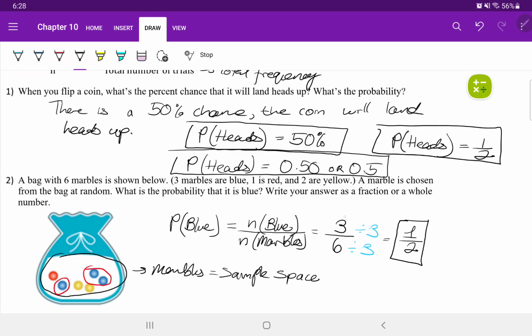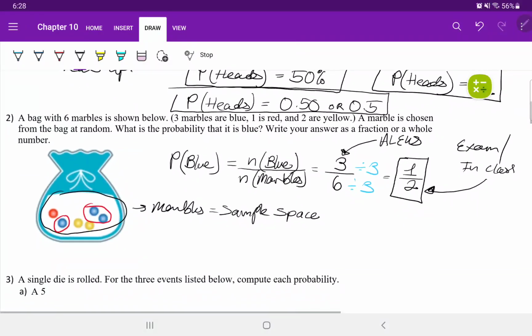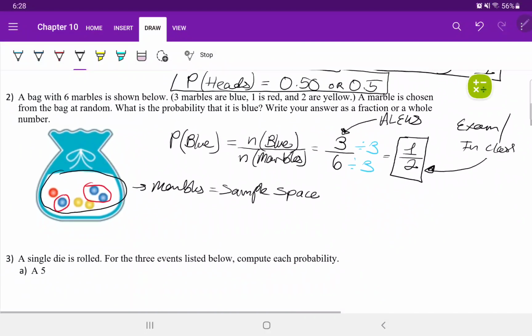Now for Alex, the answer of 3/6 will be acceptable. But on an exam and in class, the reduced answer is preferred. Let's do another one.